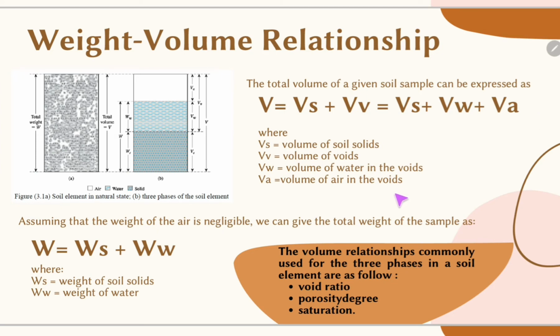Now, assuming that the weight of the air is negligible, as we said earlier, we can give the total weight of the sample, W, or total weight of the soil, as equal to the weight of the soil solids plus the weight of water. Take note that the volume relationships commonly used for the three phases in a soil element are void ratio, porosity, and then the third is degree of saturation. Pardon me with this one, hindi ko siya naibaba.